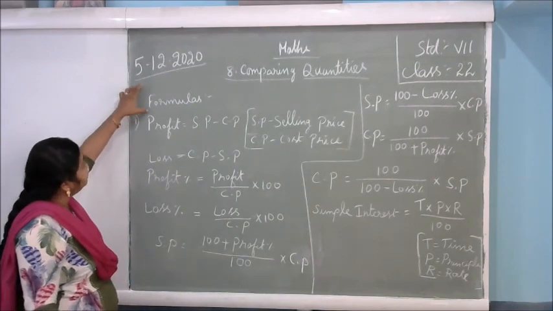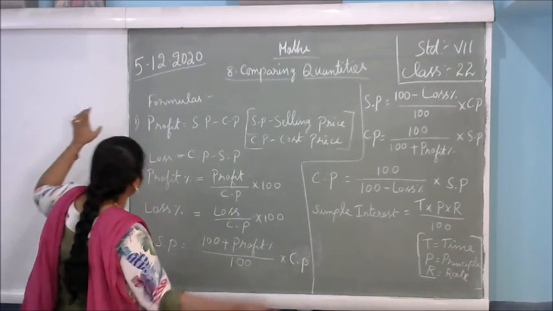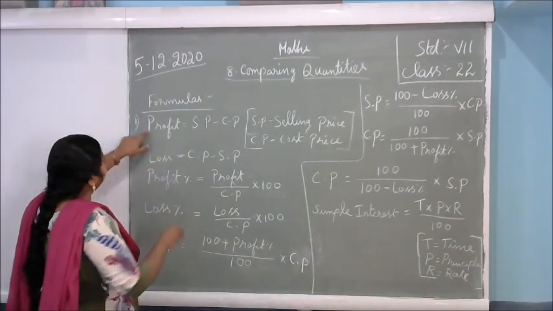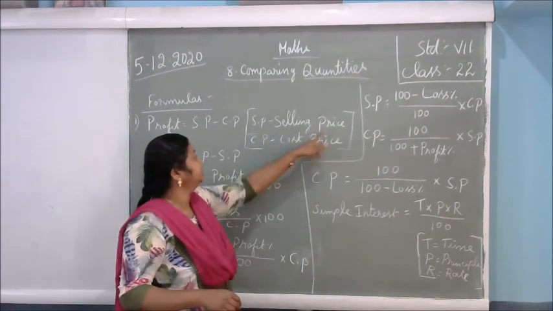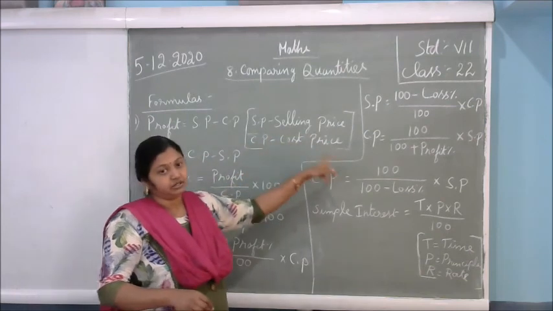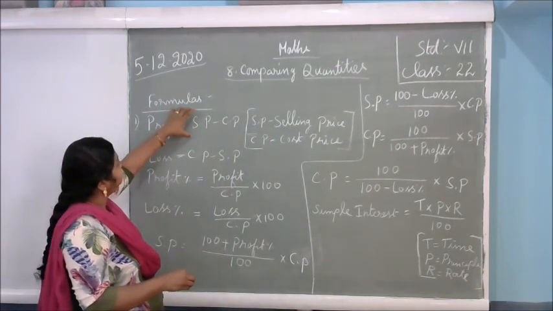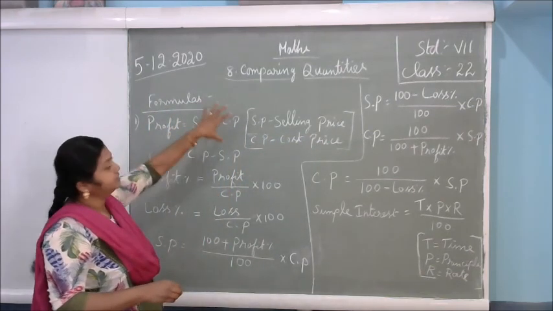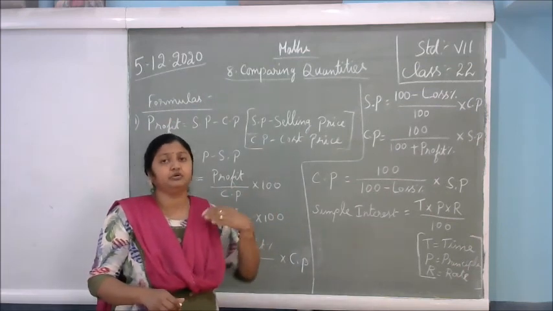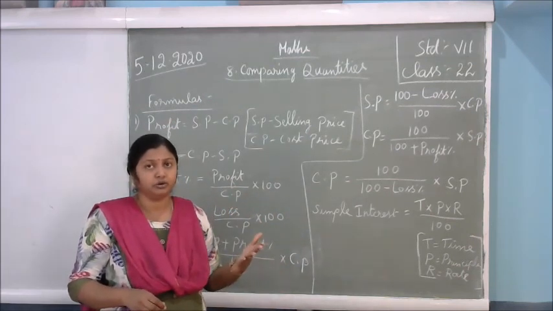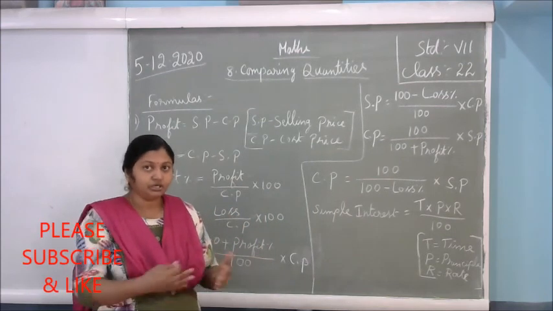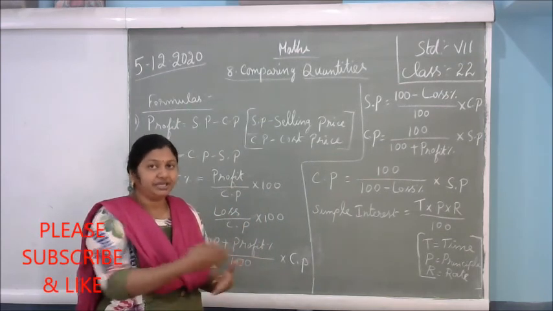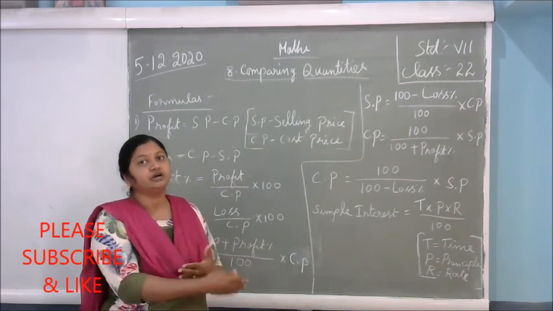Okay. So formulas. What are the formulas? See. First formula is profit is equal to SP minus CP. What is SP? SP means selling price. CP means cost price. Okay. So what is the SP and the CP? CP means if you are going to the shop, you want to buy a notebook. That notebook cost is 10 rupees, you are giving 10 rupees and buying the notebook. No, that 10 rupees is your cost price.